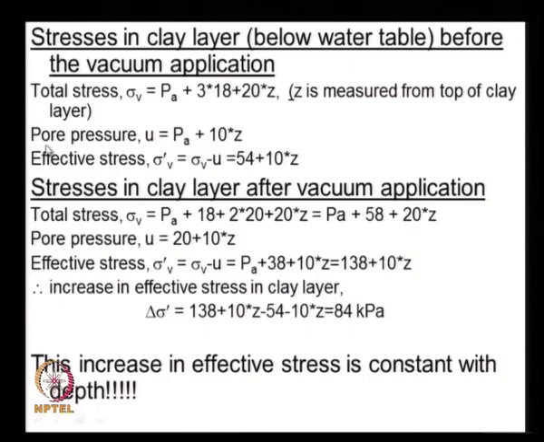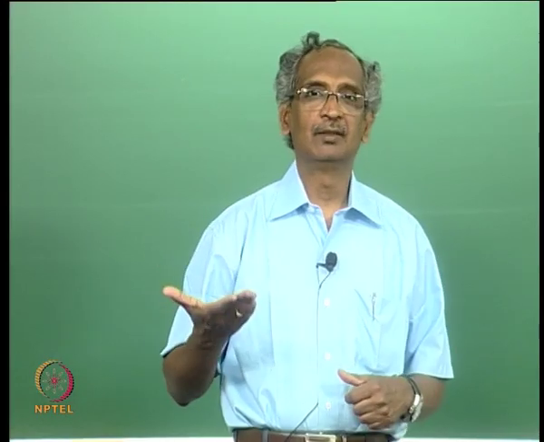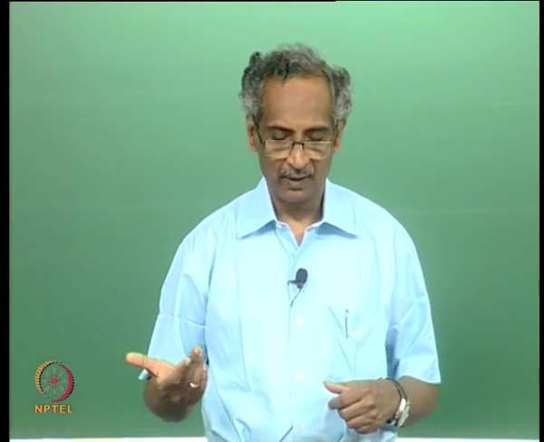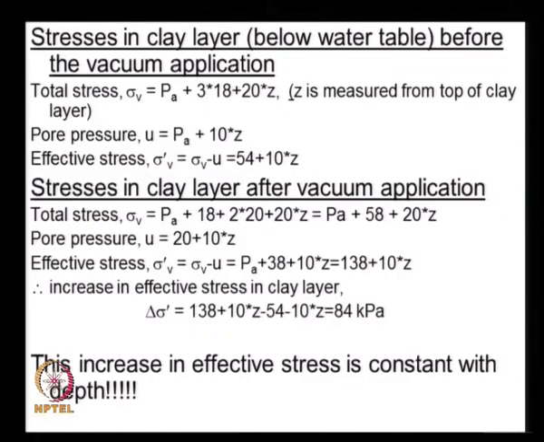And let us look at the stresses within the clay layer below the water table, before the vacuum application. The total stress is PA plus 3 times 18 plus 20 times Z, where Z is measured from the top of the clay surface, and the pore pressure is PA plus 10 Z. So our effective stress is sigma V minus U, this minus this. So, it is 54 plus 10 times Z.